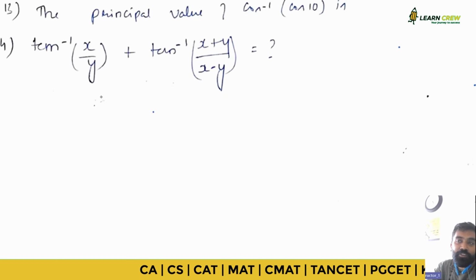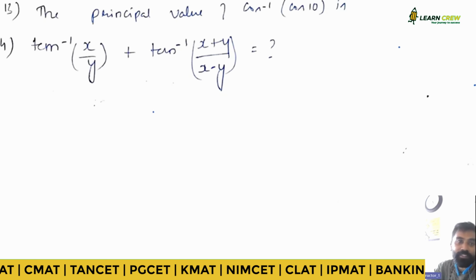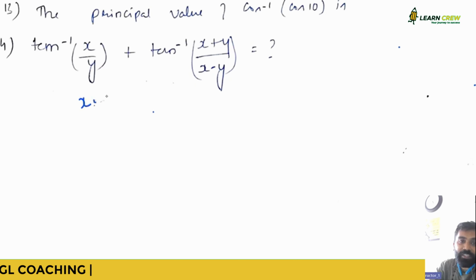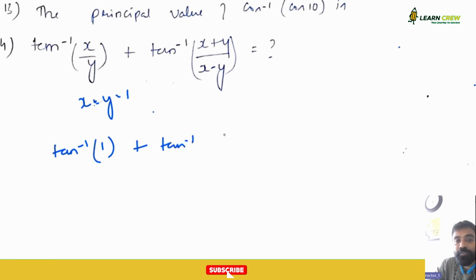use the substitution method. So x is equal to 0 or x is equal to 1, whatever it is. In this case, I will take x is equal to y is equal to 1. Then it becomes tan inverse of 1 by 1, which is nothing but tan inverse of 1, plus tan inverse of (1 plus 1) becomes 2, all divided by (1 minus 1) becomes 0. So obviously this becomes tan inverse of infinity, right?